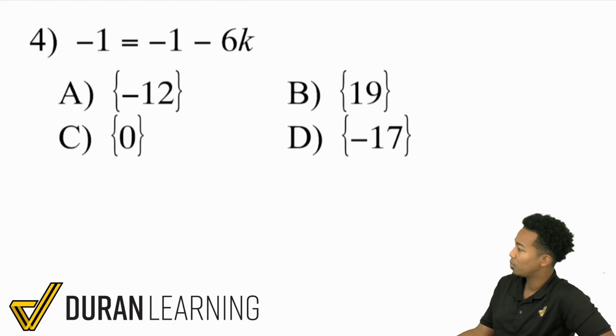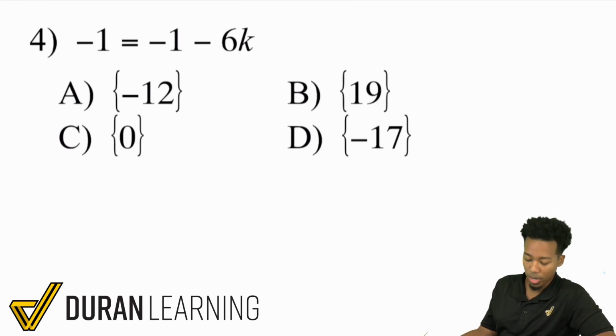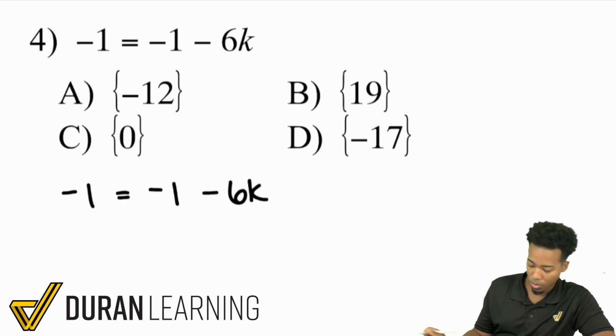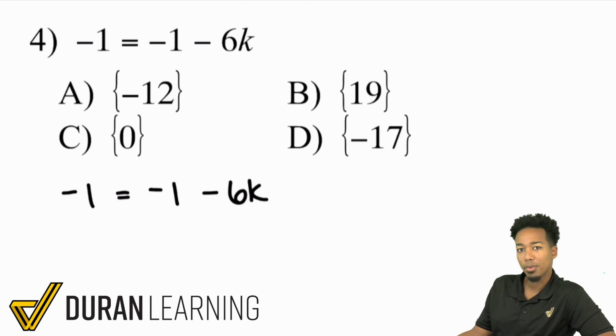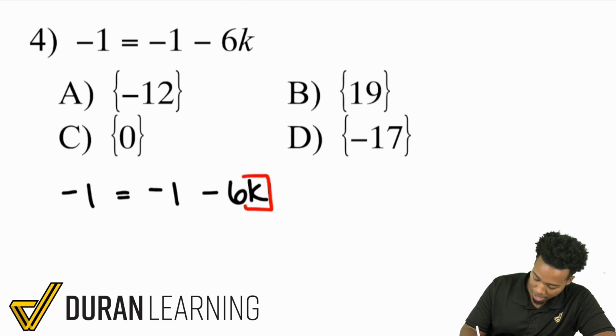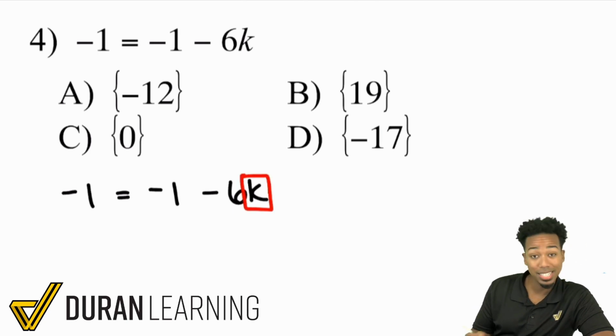But we have negative 1 equals negative 1 minus 6k. Okay, so allow me to write this out here. Okay, so here's what we've got, my party people. What I'm going to show you here is that, look, I'm trying to get the k by itself. What's immediately happening with it?